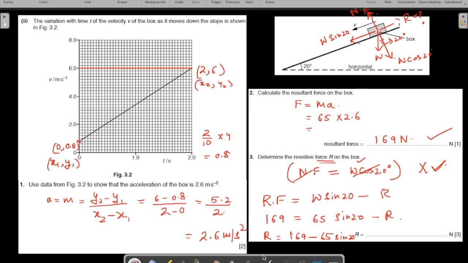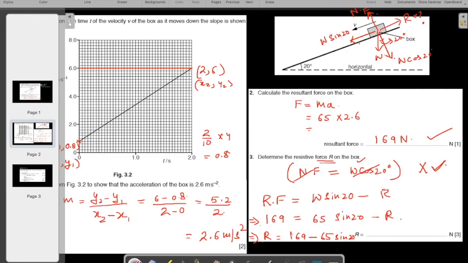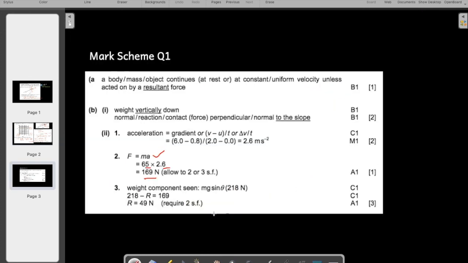Here you'll have to use your calculator to arrive at the answer. It is always a good idea to follow the norms of the maths. That's how you proceed, equation by equation. Okay, so what is the answer? They have also done the same thing. Mg sine theta, theta is 20 degrees, which is 218. So the resistive force when you use your calculator should be 49 newtons. Am I right in reading the mark scheme?